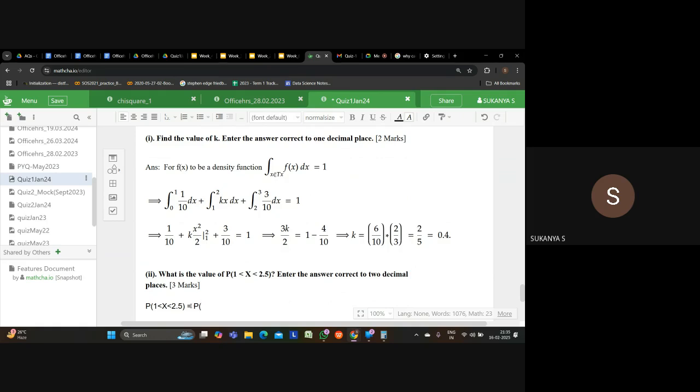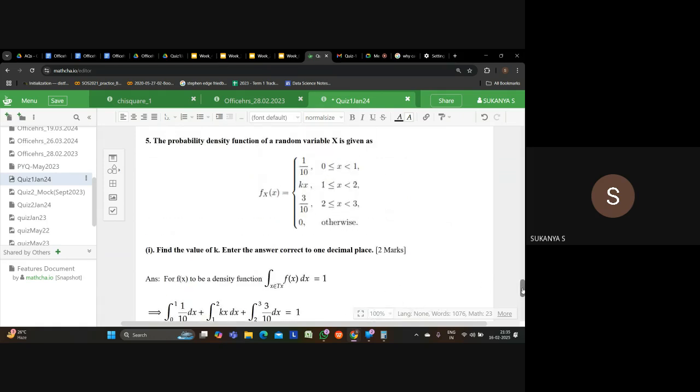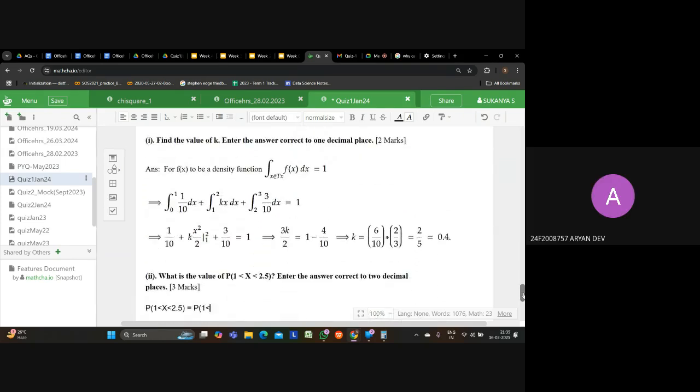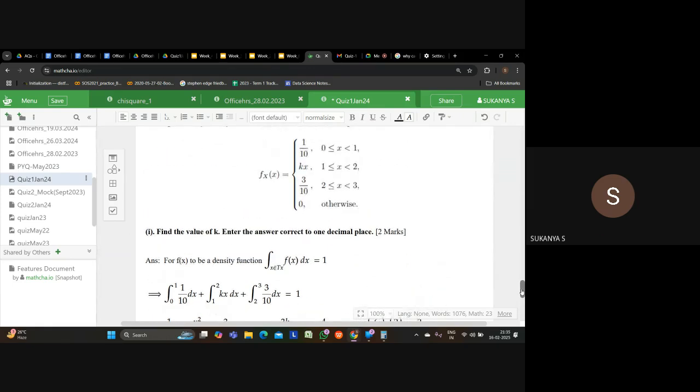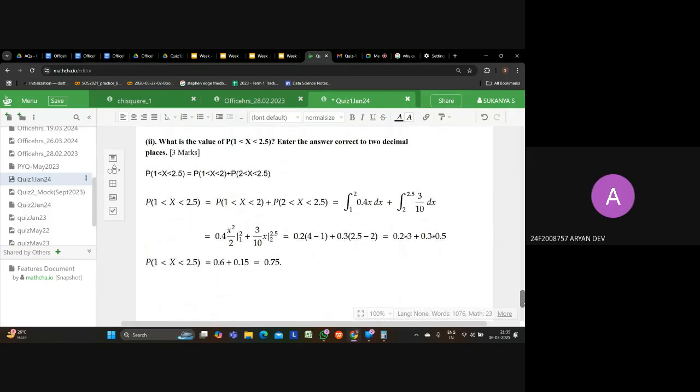Probability of 1 less than x less than 2.5: 1 to 2, then 2 to 2.5. Here you can actually do the integration with the PDF. So how will you do? Integral 1 to 2 of 0.4x dx plus integral 2 to 2.5 of 3 by 10 dx. Yeah, this is it.